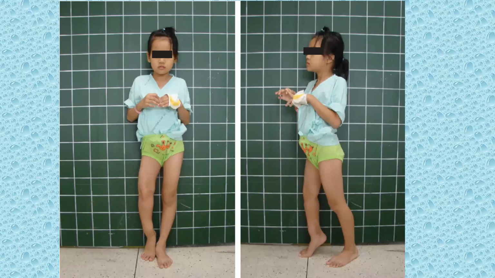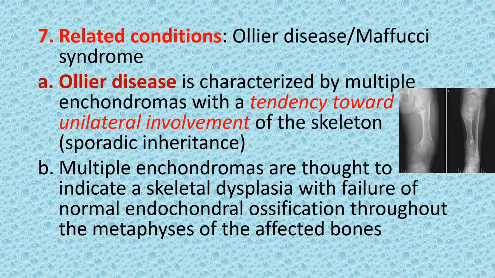The related conditions are between Olliers and Maffucci. Olliers disease is characterized by multiple enchondromas with a tendency toward unilateral involvement of the skeleton. I repeat, unilateral involvement of the skeleton. And it occurs as a result of sporadic inheritance. Multiple enchondromas are thought to indicate a skeletal dysplasia with failure of normal endochondral ossification throughout the metaphysis of the affected bones.